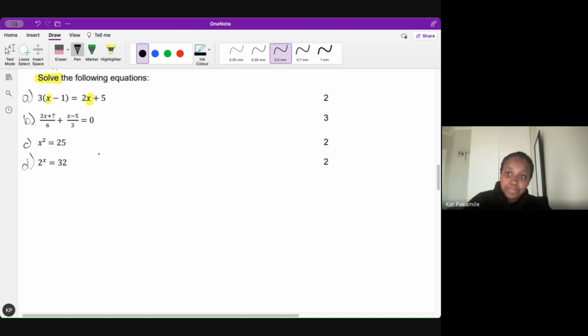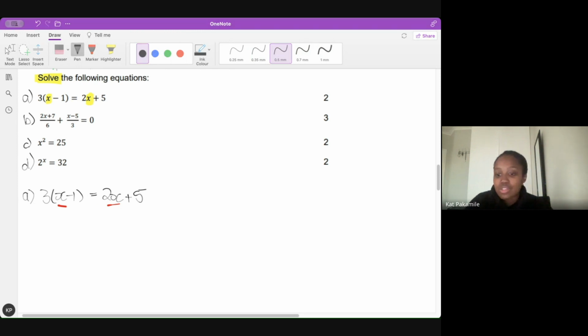All right, now let's look. First one, I have 3 times x minus 1 equals 2x plus 5. Okay, our first problem is that our x's are on different sides. So we want this x to be on the same side. But what is my problem on the left-hand side? Why can't I just move that x to my other side? What is the problem on the left-hand side? Let's look carefully.